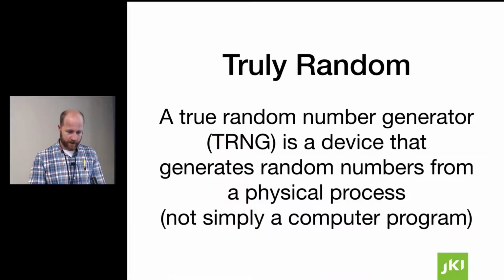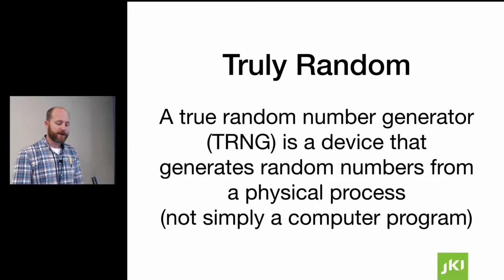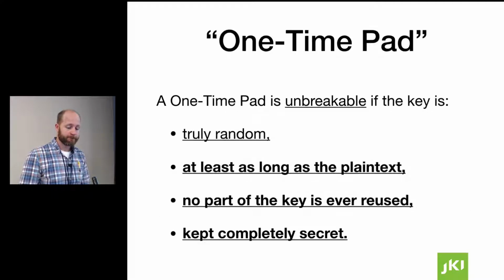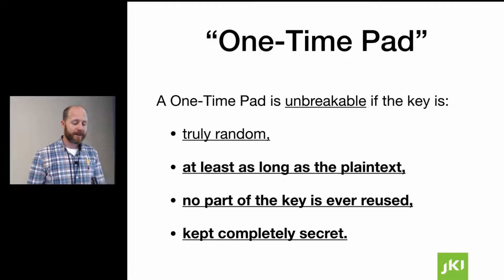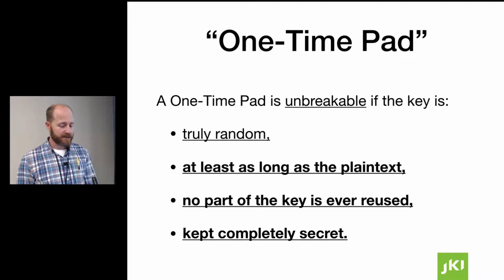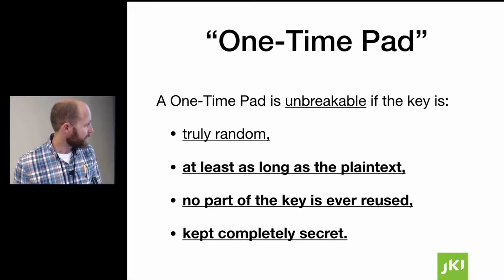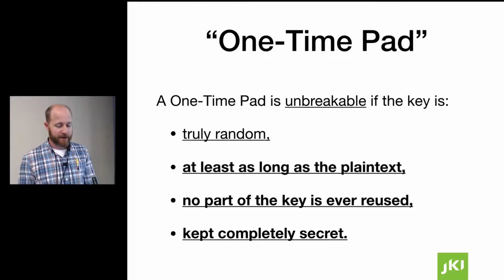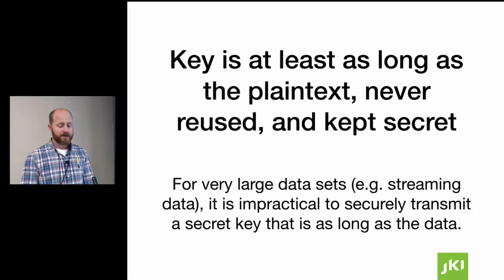attack on it. So we mentioned a true random number generator is a device that generates random numbers from a physical process and not simply a computer program. Okay, so the last three items on the list we talked about: the key needs to be at least as long as the plain text, no part of the key can ever be reused, and it needs to be kept completely secret. So for very large data sets, for example, the streaming of data, it's impractical to securely transmit a secret key that is as long as the data.